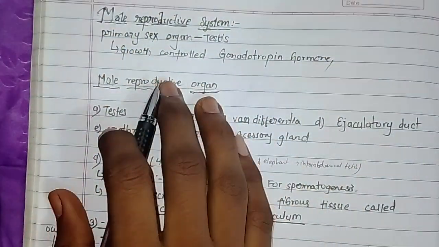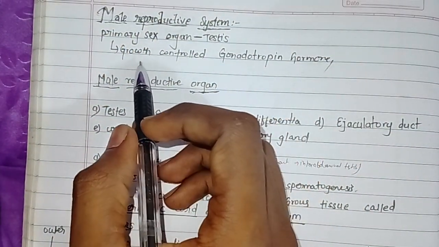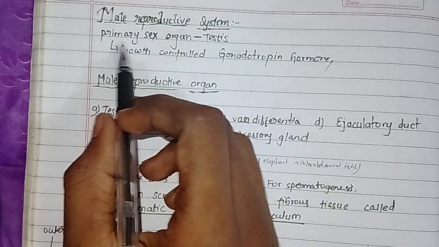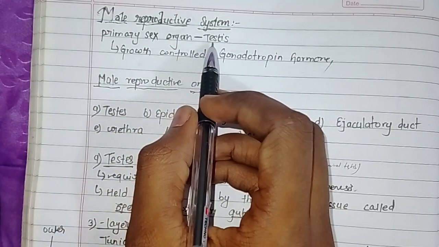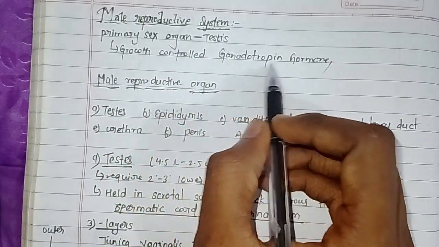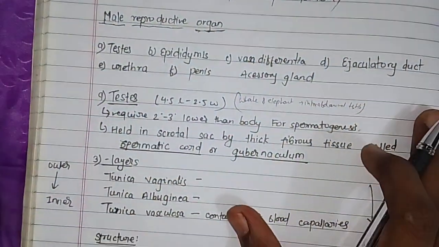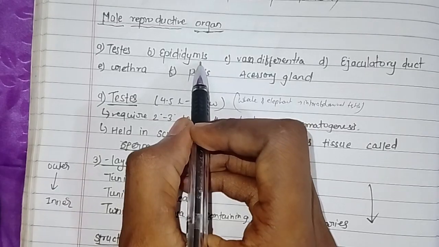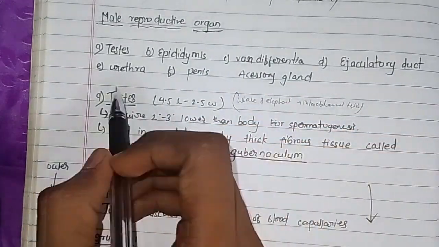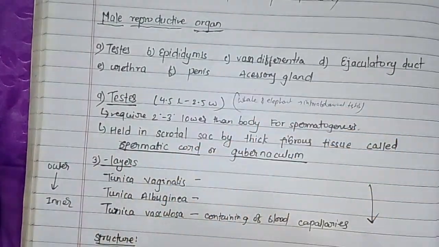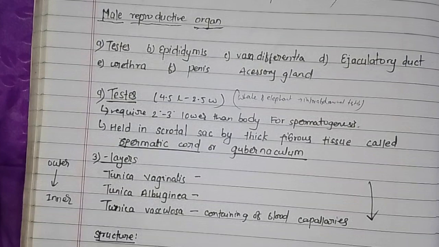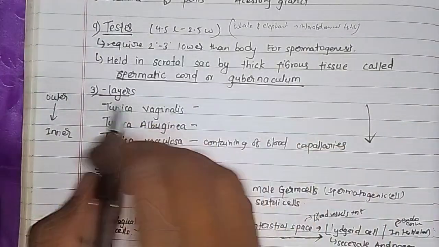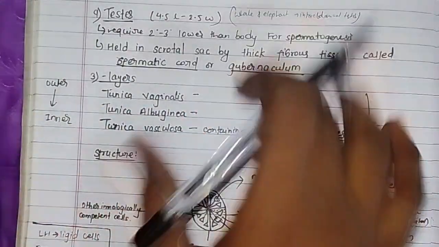So in the male reproductive system, we will talk about the primary sex organ, which is the testis, and the growth of the testis is controlled by gonadotropin hormone. Now let's talk about the male reproductive organs. In the male reproductive organs, we have testis, epididymis, vasa deferentia, ejaculatory duct, urethra, penis, and accessory glands. Please use a textbook for reference diagrams because it will be really helpful for understanding. So let's talk about everything in detail.